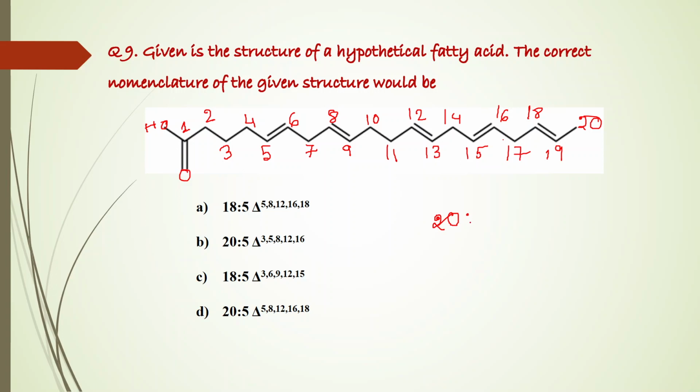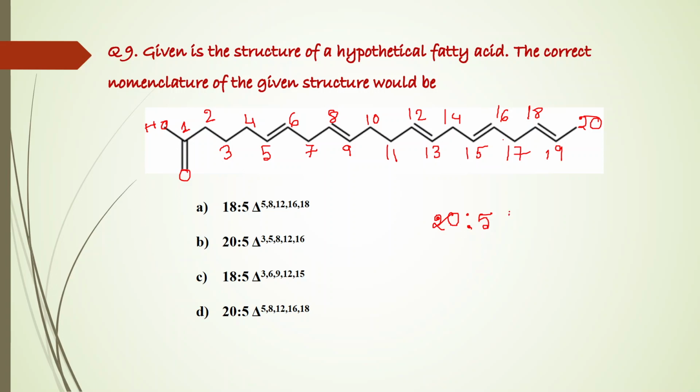After that, what do we write? We write how many double bonds are present in this fatty acid. So let us look at how many double bonds there are. 1, 2, 3, 4, 5. So there are a total of 5 double bonds. So after 20, we will write that there are 5 double bonds.